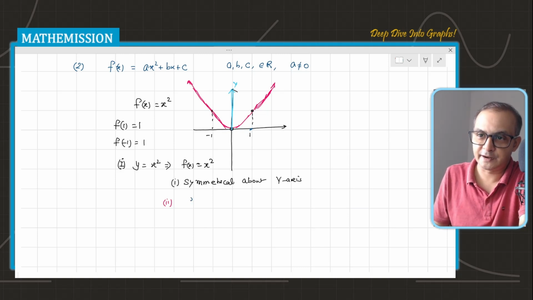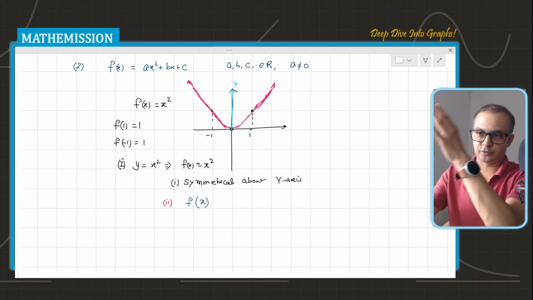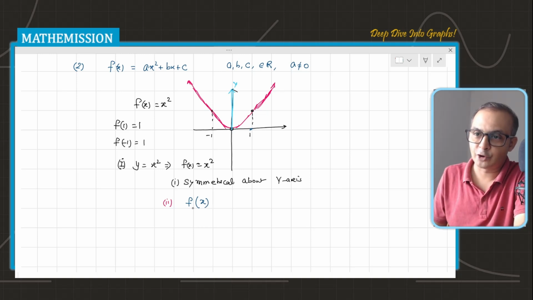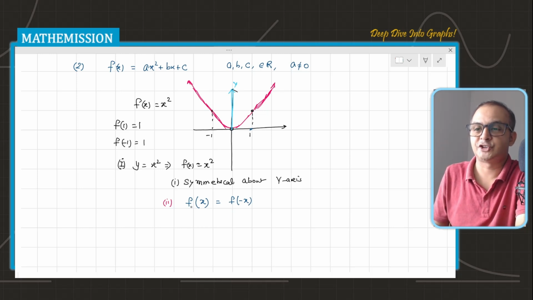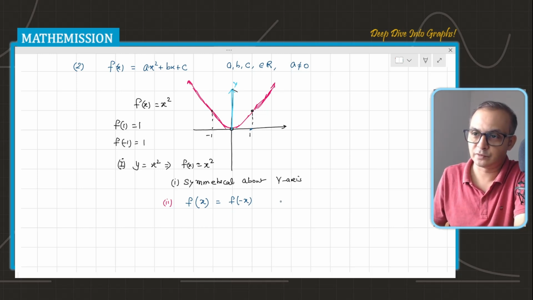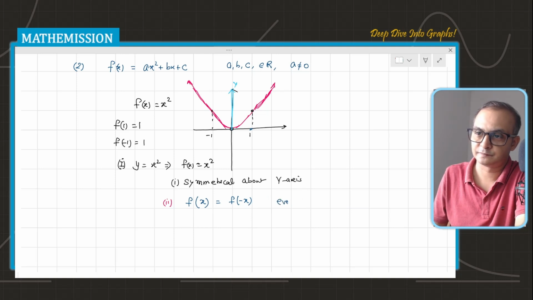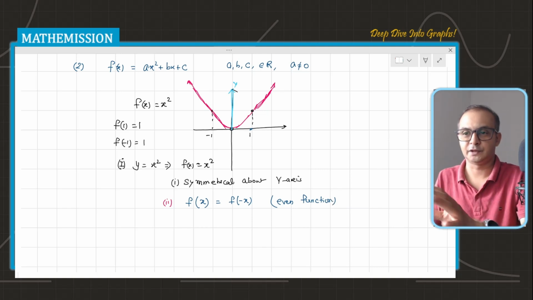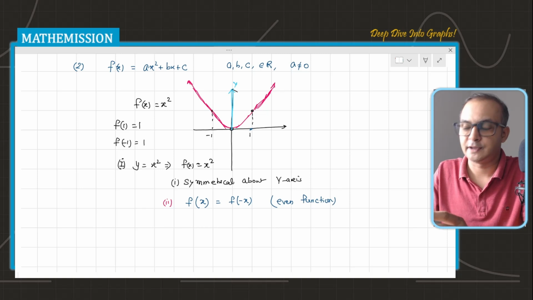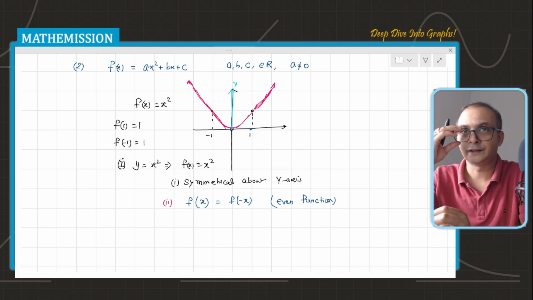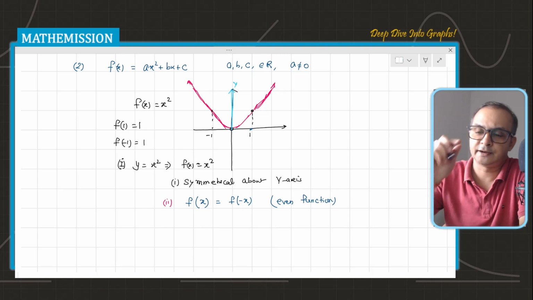It simply means that if I'm moving x units away towards the right from the y-axis, whatever value of the function I get, I will get the same value at negative x. And this is the nature of the function that we call an even function. So this kind of function, in which f(x) is equal to f(-x), we call an even function.